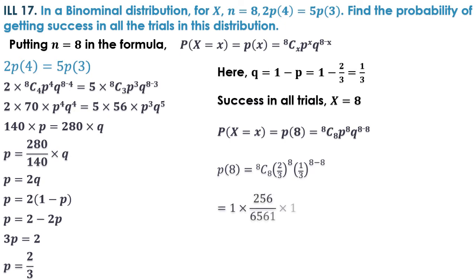So when simplifying, I get 1 into 256 upon 6561 into 1, and the final answer is 256 upon 6561. So the probability of getting success in all the trials for this distribution is 256 divided by 6561, and there is no option for simplification here. Okay, so this is the final answer.